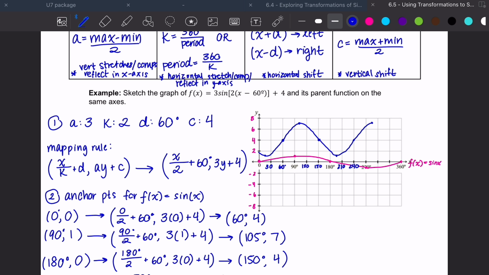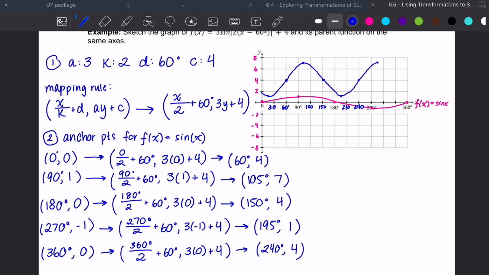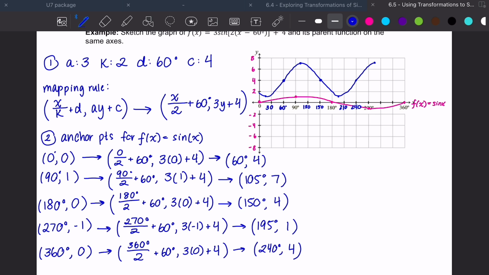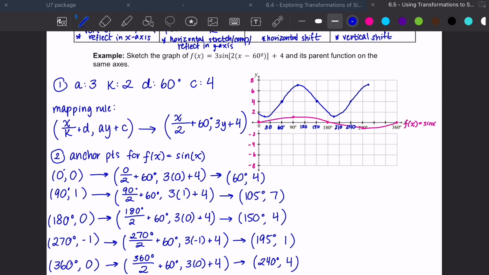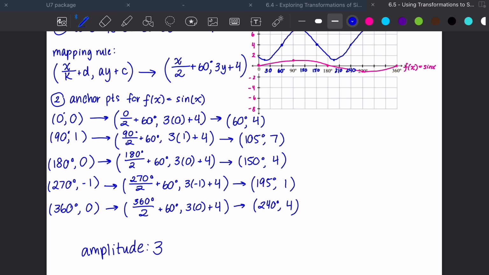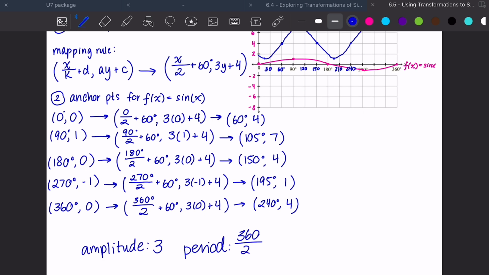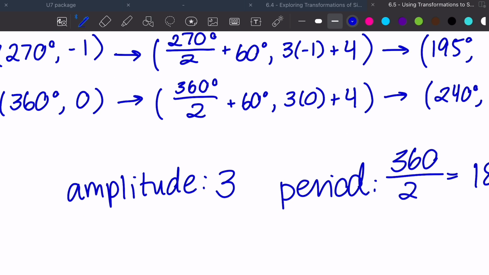If I want to know, for example, the same characteristics, amplitude, period, phase shift, EOA, in this case, I can see all of those things based on my A, K, D, and C. So I'll write them down here. So our amplitude, we said, was our A value, which in this case is 3. We know that our period, in this case, we can either visually see it or you can use your K value. So in this case, if I did 360 divided by our K value of 2, that is going to give me 180 degrees.